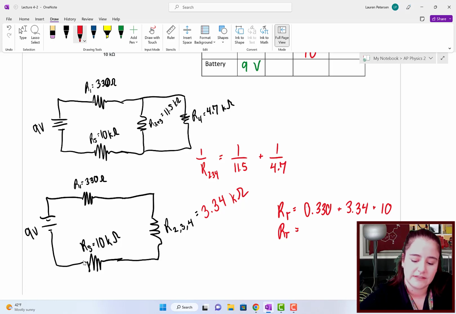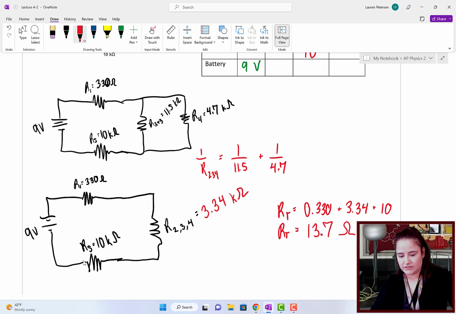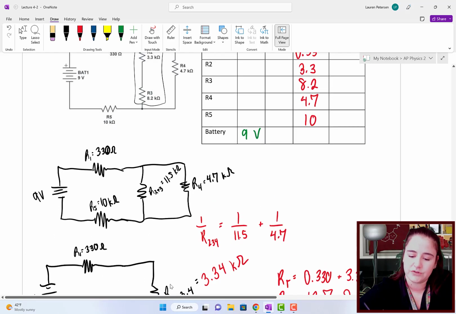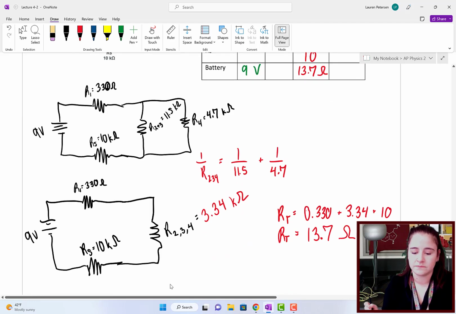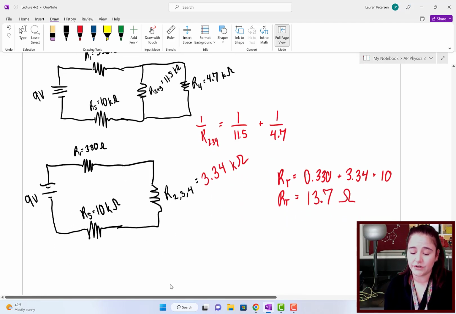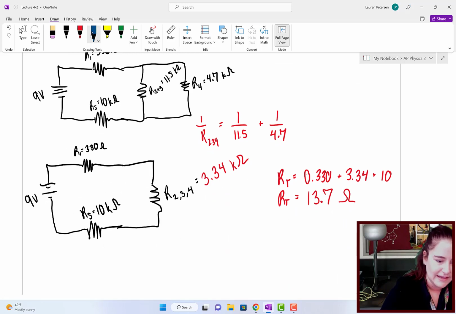So that equivalent resistance is 13.67. So I'm just going to round it and say 13.7 ohms. Okay, so 13.7 ohms is our total resistance. So we can use that to solve for the current in this circuit.